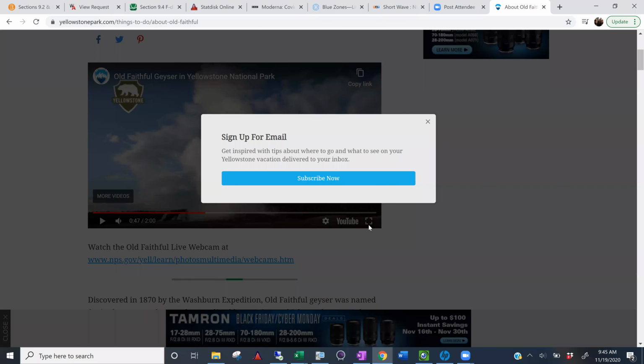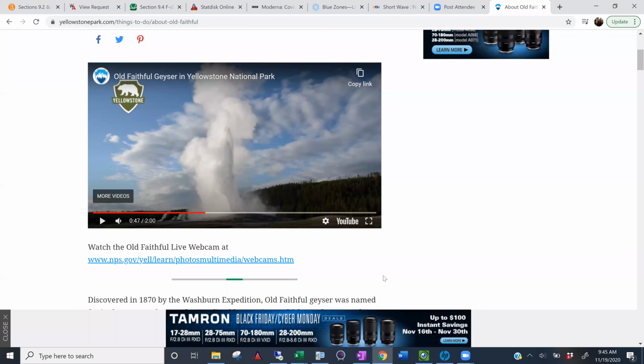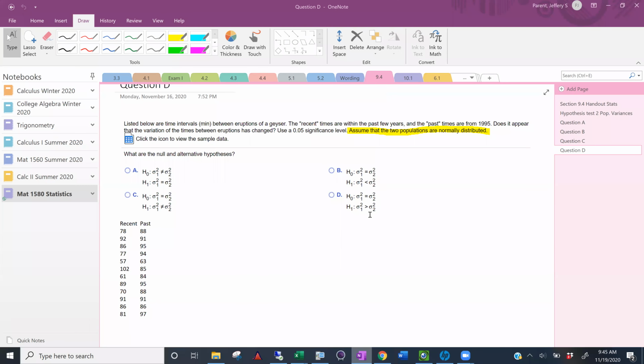Okay, let's get back to our problem then. Listed below are the time intervals between eruptions of a geyser. The recent times are within the past few years, and the past times are from 1995. Does it appear that the variation of times between the eruptions has changed? Use a 5% significance level. Assume that the two populations are normally distributed.